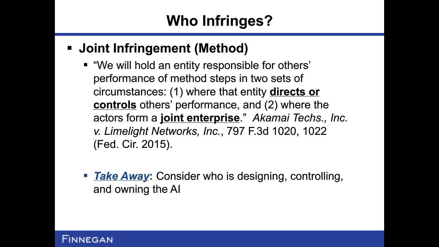And so when it comes to joint infringement, an entity can be responsible for the steps performed by others where that entity either directs or controls the other's performance and where there is a joint enterprise. And this comes from the Akamai case. And the key takeaway here is that when it comes to AI, the thing to consider is the degree AI is performing the infringement. So you must consider who is doing the operating and who is doing the controlling of the AI to determine if there could be some type of joint infringement.